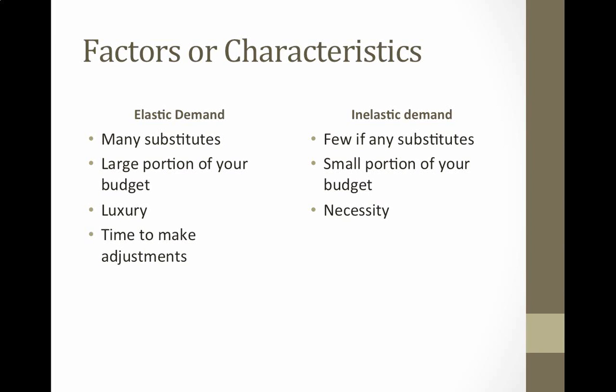Is it a necessity in your budget? If you are diabetic and you need insulin, it doesn't matter if they raise the price, you will continue to purchase that. And no time to make adjustments. Just like I said, right now if people's furnaces go out, or we've seen what has happened to the price of kerosene, people are going without food, people are wondering whether they should make their house payment, but they have to heat their homes.